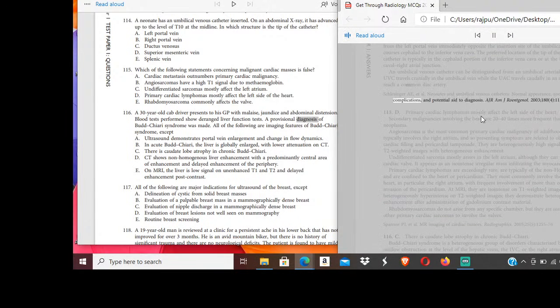Appearance, anomalous positions, complications, and potential aid to diagnosis. AJR Am J Roentgenol. 2003, 180, 1147-53.